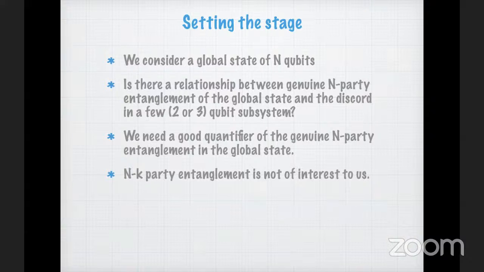Because a careful line of argument will show that if you only have n-k party entanglement, then we are no better off than considering a global state of n-k qubits, and doing the same thing that we are proposing here on n-k qubits instead of n qubits. So we are really after genuine n-party entanglement.